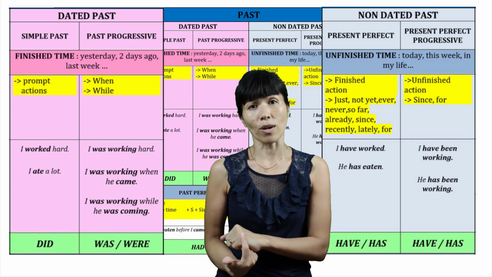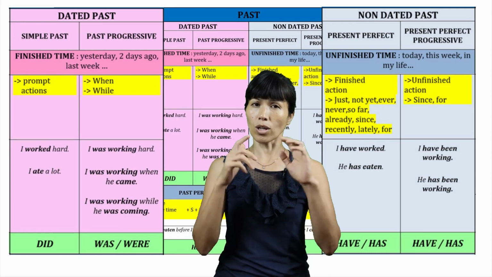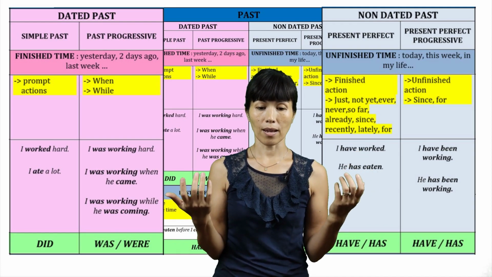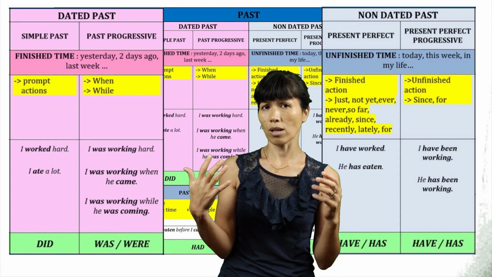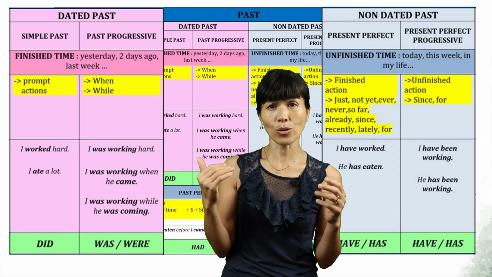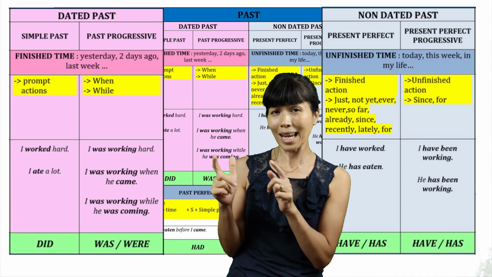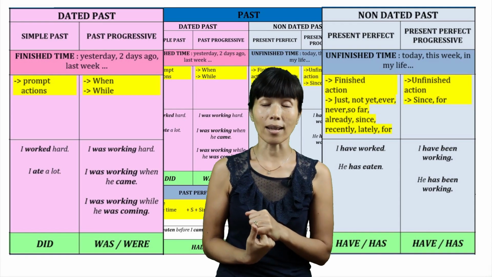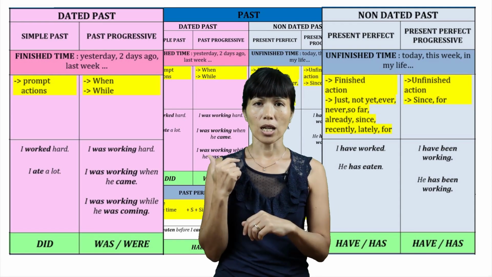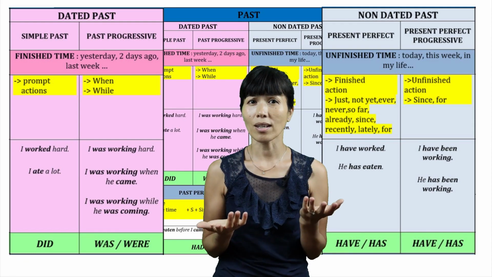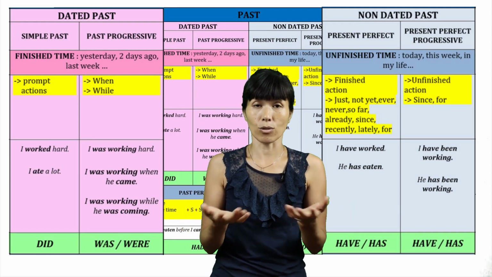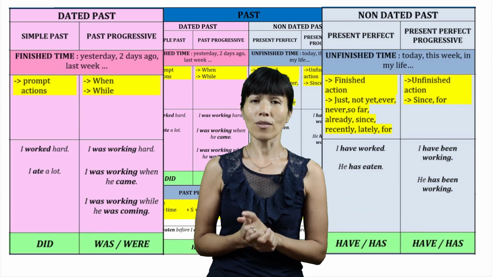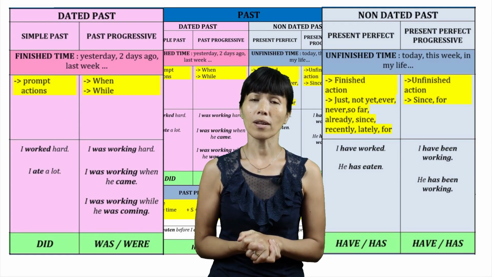The third reason to use the present perfect is, well, you are talking about a past action, something you have done. And in your sentence, you mention a time indicator, but that time indicator is going to be different. That time indicator will show that the time is not finished. An example is today. If you check your time, today is not finished, or this week is not finished. This month is not finished. Or in my life is not finished. So this is going to imply the use of present perfect.